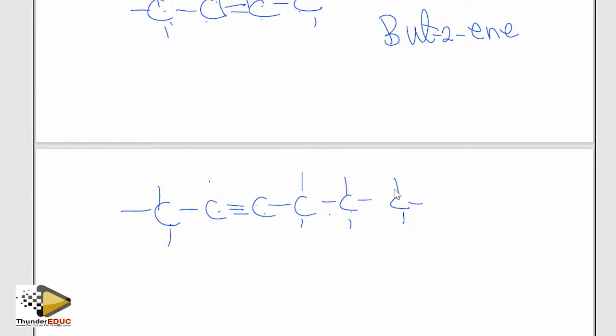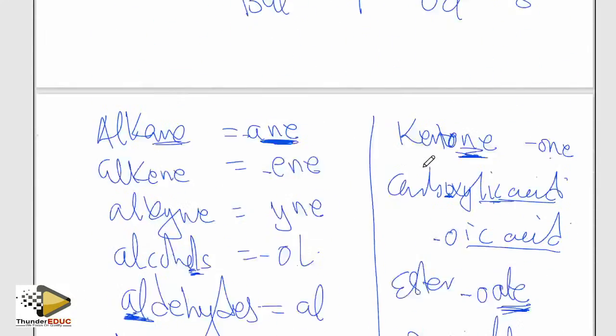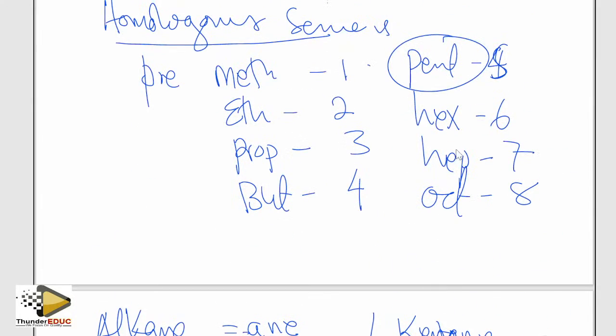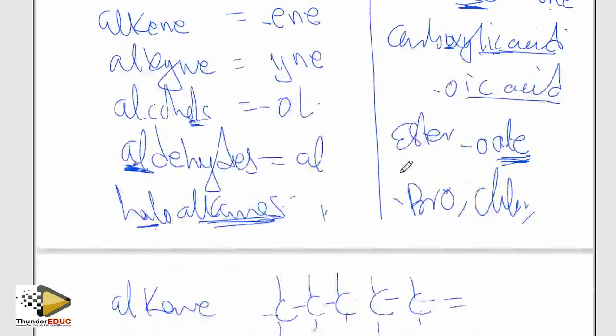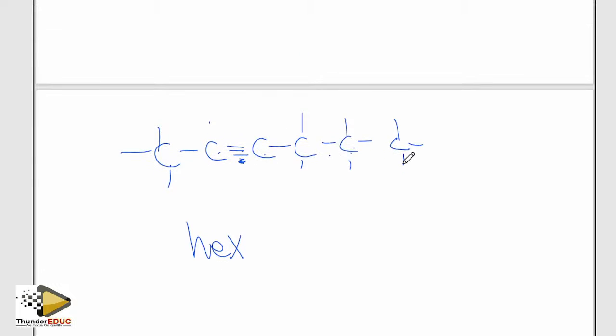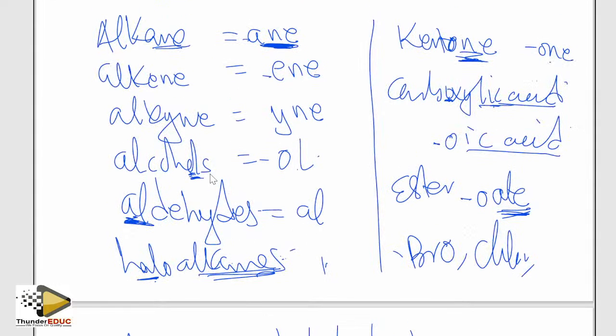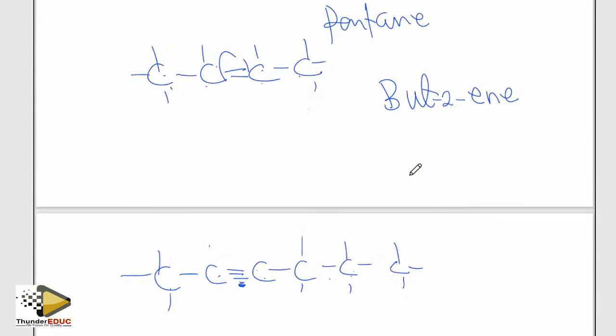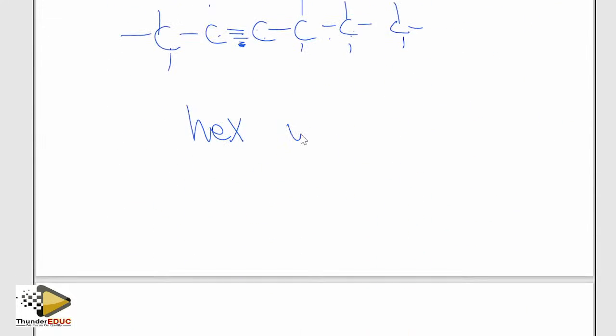So this one is going to be 1, 2, 3, 4, 5, 6. So 6, what does it mean? 6 means hex. So I will come back here and say that hex is equal to 6. But I have a triple bond, which means an alkyne. The prefix is hex, but the suffix is yne. So I come here and add the word yne.